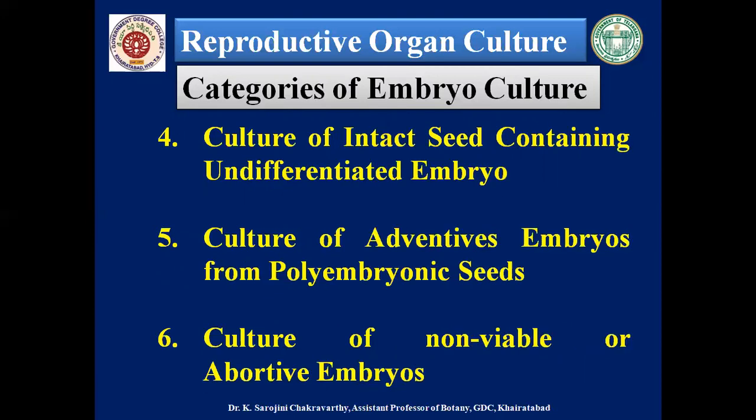The next category is culture of intact seed containing undifferentiated embryo. As we know, the orchid plant fruit develops several thousand tiny seeds, which contain morphologically undifferentiated embryos. These embryos lack both radicle and plumule, so no root and shoot primordia. There is no storage tissue in the seeds, and the seed coat is reduced to a membranous structure. For this reason, the entire seed of orchid containing undifferentiated embryo is cultured, and it is treated as embryo culture.